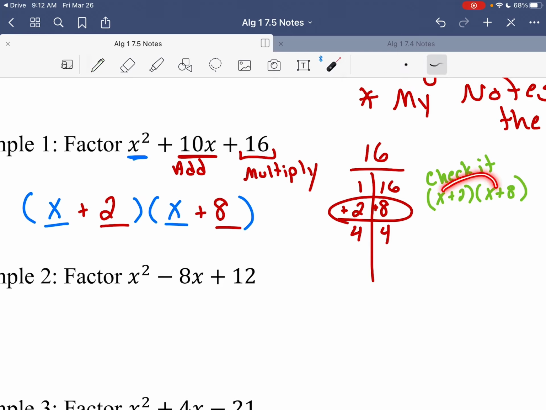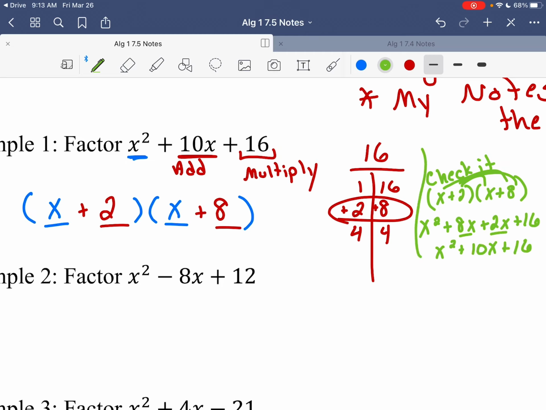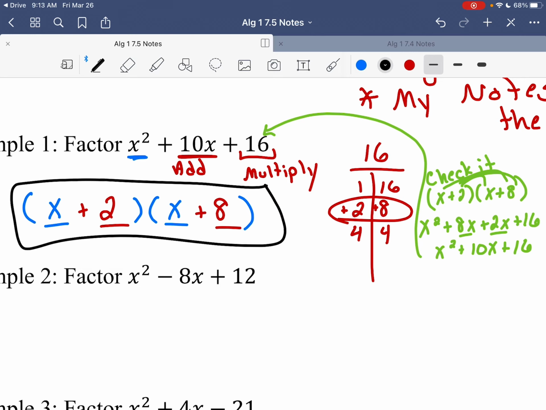Distribute. X times x is x squared. X times 8 is 8x, 2 times x is 2x, and 2 times 8 is 16. So we get x squared plus 8x plus 2x is 10x plus 16. Yep, that got me back to the original, so it worked. So we found how it factors. There it is right there. We're always going to be doing the same process. We want to multiply to get our constant, and we want to add to get our middle term.